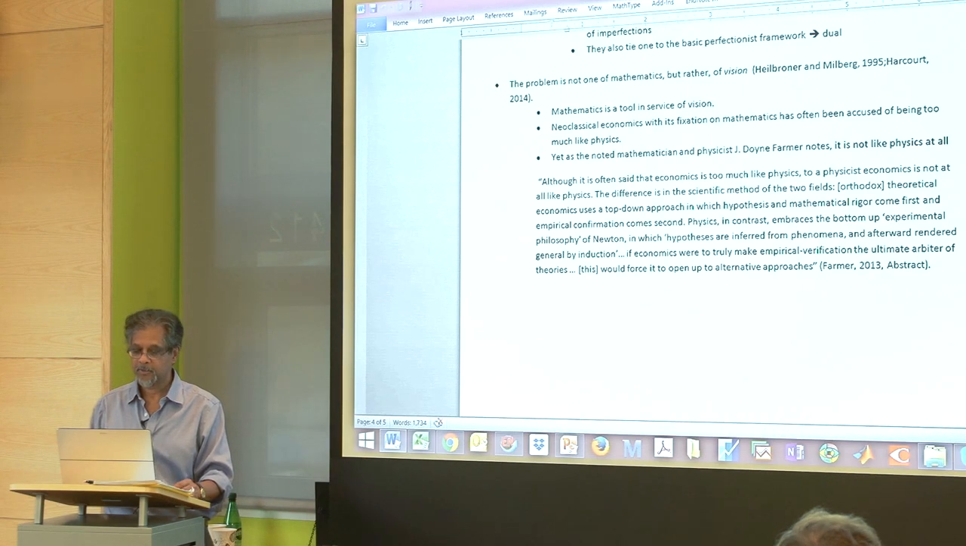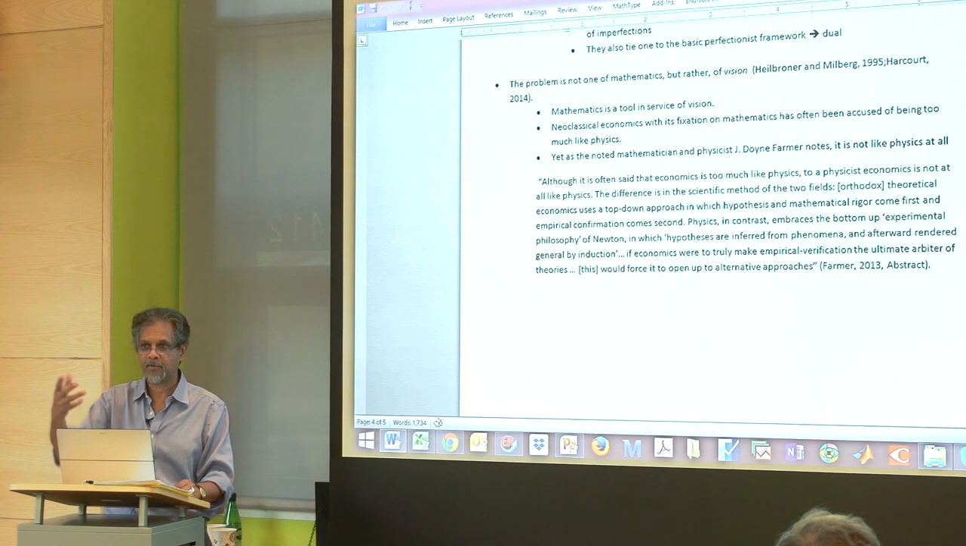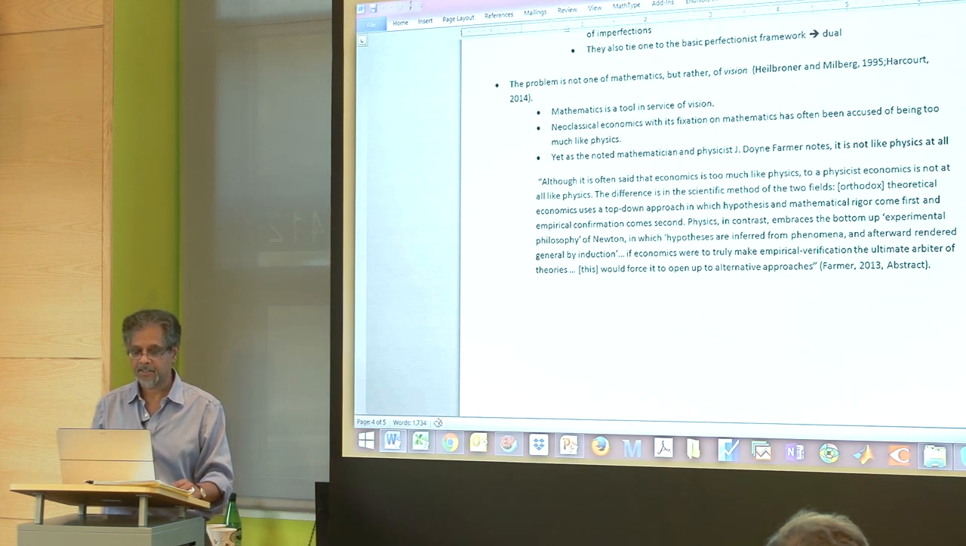This is from Doyne Farmer, who is a very well-known physicist and mathematician at the Santa Fe Institute, the Institute for Complexity. And he says, although it is often said that economics is too much like physics, because you know our side keeps saying there's too much math and all that, to a physicist, economics is not at all like physics. The difference is in the scientific method of the two fields. Orthodox theoretical economics uses a top-down approach in which hypotheses and mathematical rigor come first, and empirical confirmation comes second. Physics, in contrast, embraces the bottom-up experimental method, the philosophy of Newton, in which hypotheses are inferred from phenomena and afterwards rendered general by induction. If economics were to truly make empirical verification the ultimate arbiter of theories, this would force it to open up to alternative approaches.